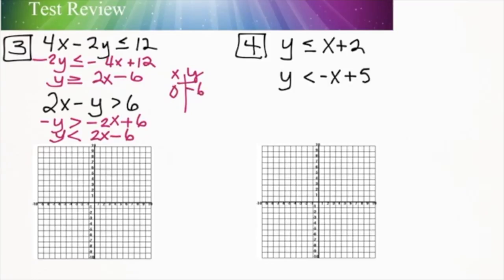On the first line, I'm going to plug in 0 so I can figure out where to start my line. So I'm going to go with 0, -6 is the y-intercept. And the slope is 2 or 2 over 1. So I'm going to go up 2 over 1, up 2 over 1.